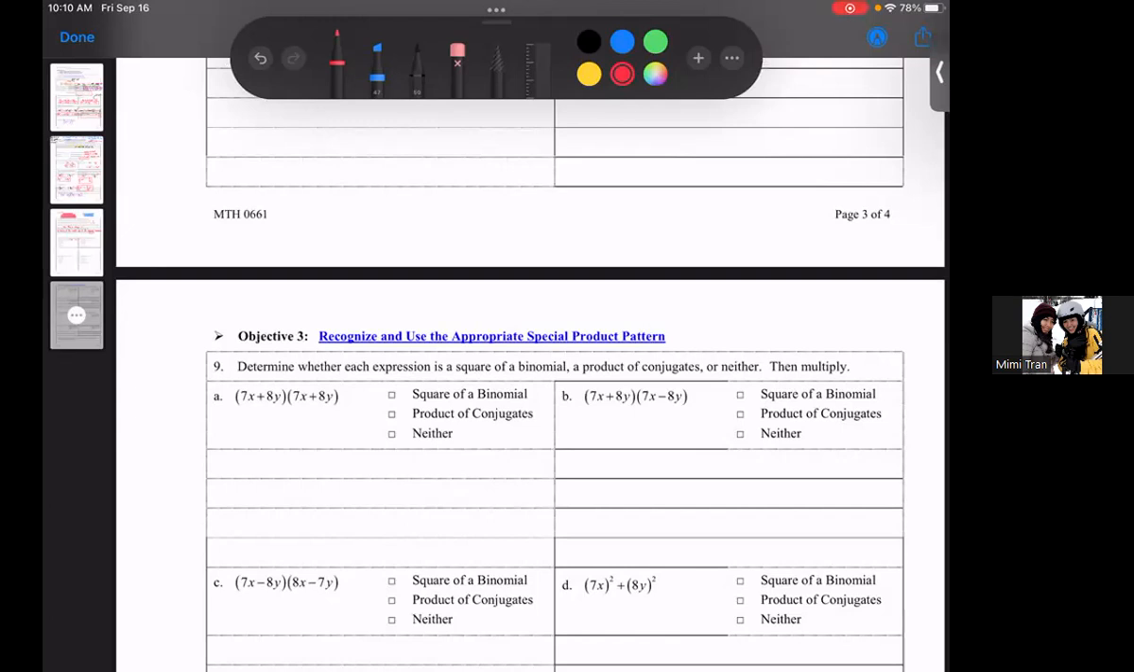The last page, you just go back to the process check. If you have questions, please ask. Okay, don't be shy.